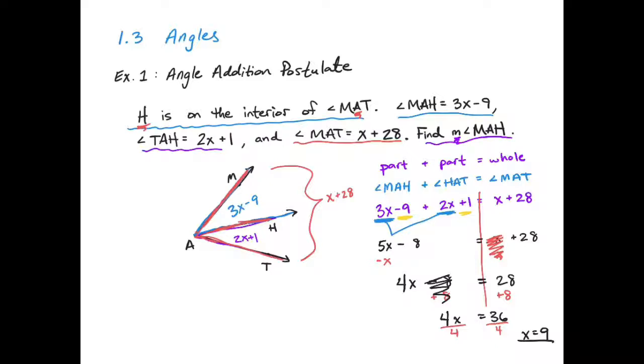Now I'm not done because the question said find the measure of angle MAH. So I'm going to take that 9 and plug it back into the expression for angle MAH, which is this one right here. So angle MAH was equal to 3x minus 9. And we know that x is 9. So it's going to be 3 times 9 minus 9. 3 times 9 is 27 minus 9, and 27 minus 9 is 18. So that's going to be 18 degrees.